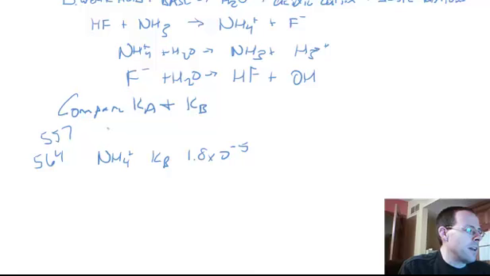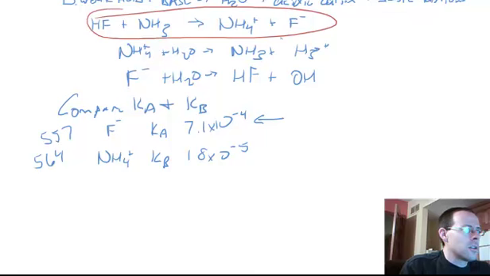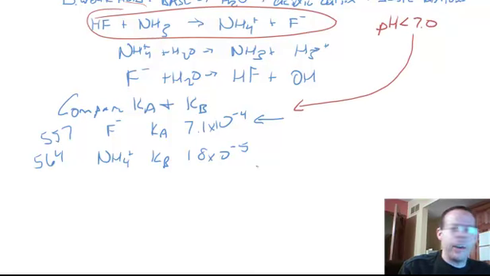Where if we look at 557, we're going to find F minus, alright, and because it is, if we put H here, it's an acid, it has a Ka value of 7.1 times 10 to the negative fourth. So we really just look at these and which one is the larger value. And the larger value happens to be Ka. So this reaction, I'm just going to circle it in red, this reaction is going to be slightly acidic, or our pH is going to be less than 7 because our Ka is larger than our Kb.